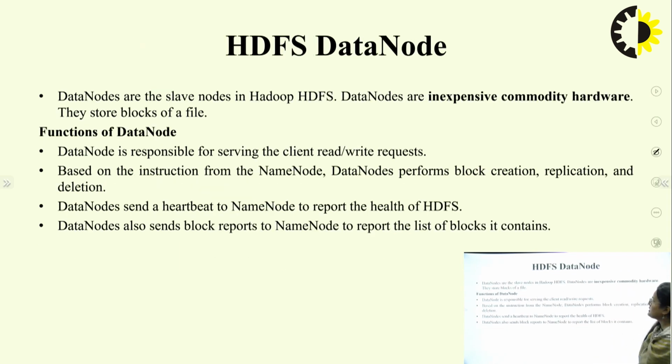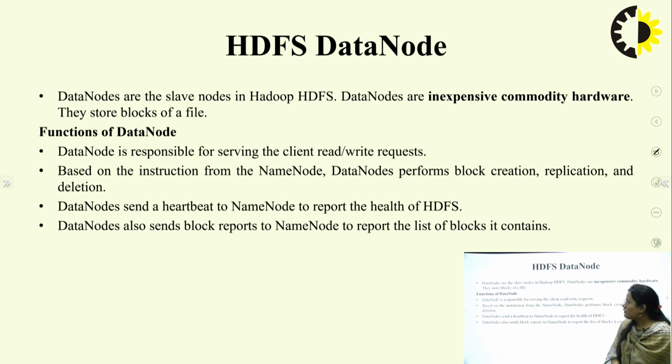Now, next one is HDFS data node. Data nodes are the slave nodes in HDFS. Unlike name node, data node is commodity hardware, that is a non-expensive system which is not of high quality or high availability. The data node is a block server that stores the data in the local files.